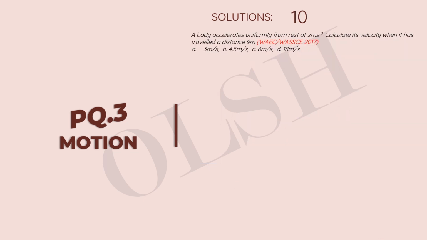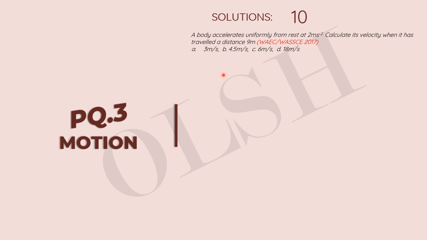Number 10, a body accelerates uniformly from rest at 2 meters per second squared. Calculate its velocity when it has traveled a distance of 9 meters. Okay, so of course we look out again to see which of the formulas for motion would help us here.